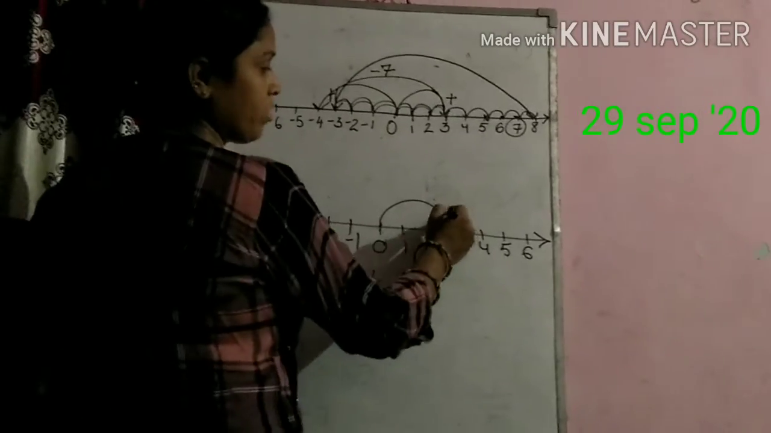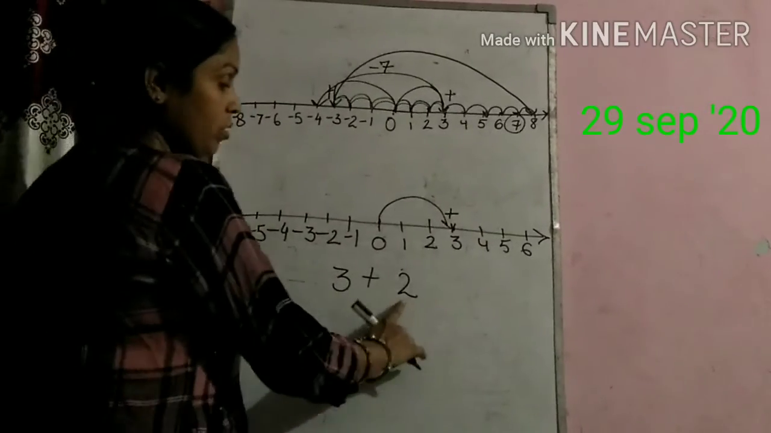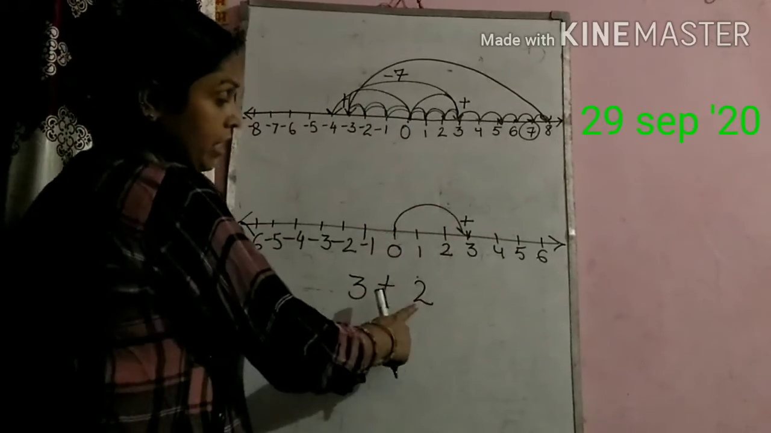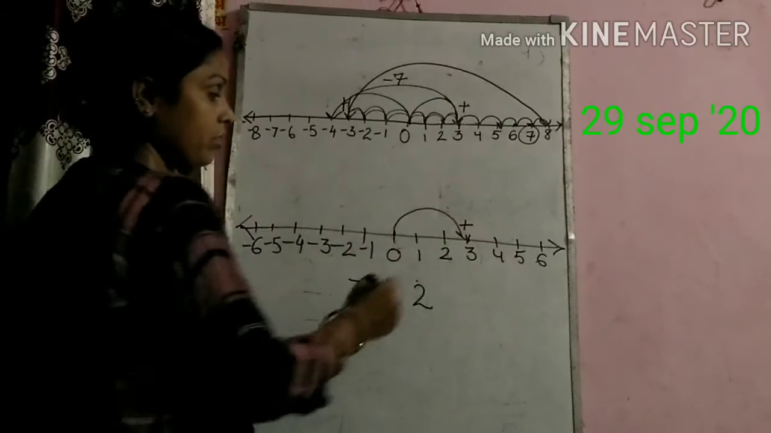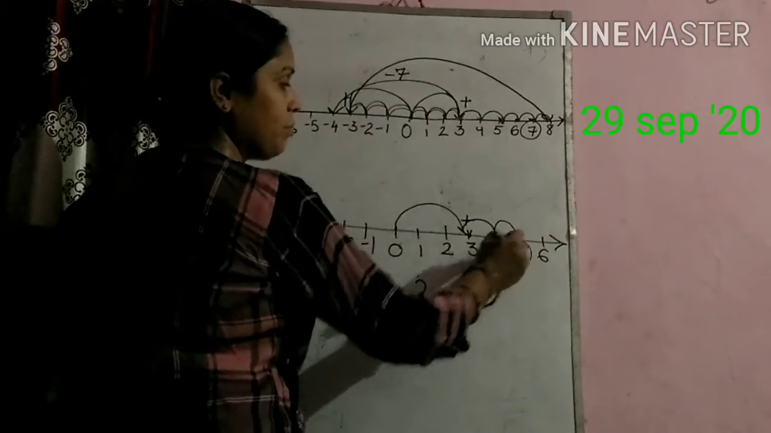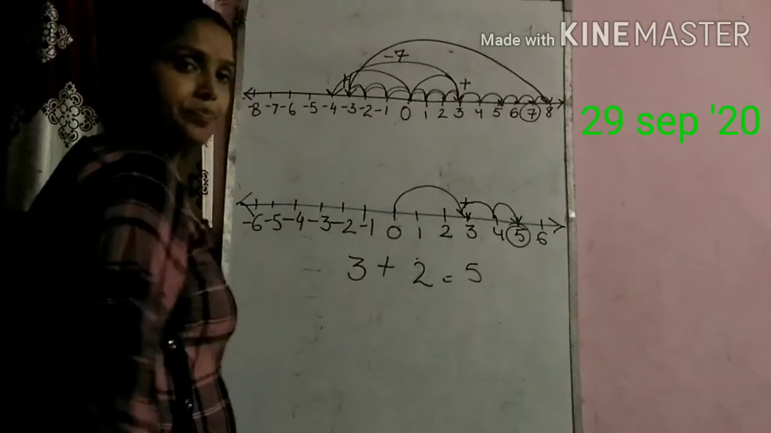Addition expression is there, so write a plus here. Now it's a positive integer, it's not a negative one, that means I will be going forward. If it is a negative one, I will be going backward. 2, I will be taking 2 steps forward. So my answer comes as 5.